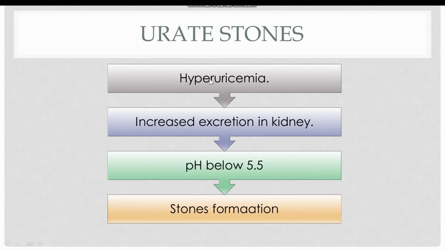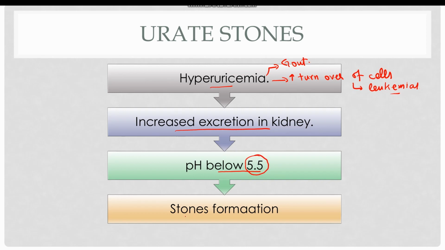The urate stones are formed as a result of hyperuricemia, which can be due to certain systemic diseases such as gout, or it could be due to increased turnover of cells, such as in leukemias. Excessive uric acid in the blood is excreted in the kidneys. Since uric acid is acidic in nature, it brings the pH of the urine below 5.5, which favors the formation of urate stones. Unlike calcium and struvite stones, urate stones are radiolucent, which means they are not visible on X-rays.